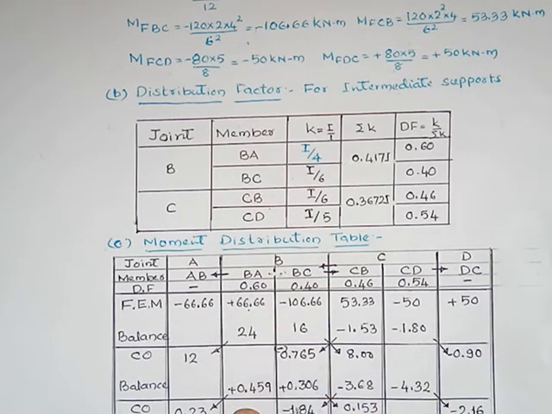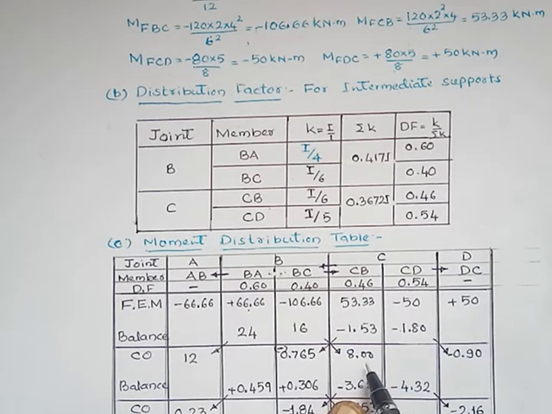One is BA, one is BC. Then 0.765 into 0.6 is 0.459, positive. Similarly, 0.765 into 0.4 is 0.306. This is balanced. Then come to the next joint.